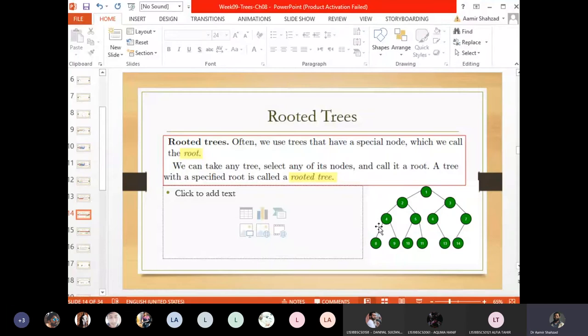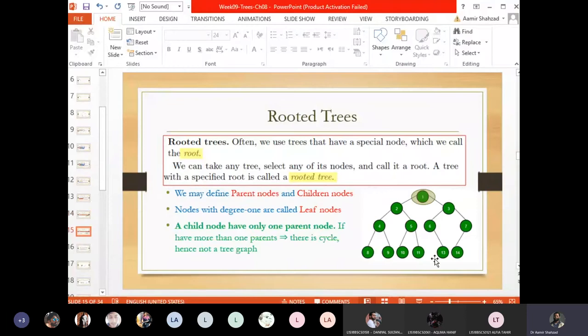So jo aapke end ke nodes hote hain, unko hum leaf nodes kehte hain. The last nodes, end nodes, yeah, is rooted tree ke andar bottom nodes are called leaf nodes. So we have a root node, we have certain leaf nodes, and in between we have some intermediate nodes.